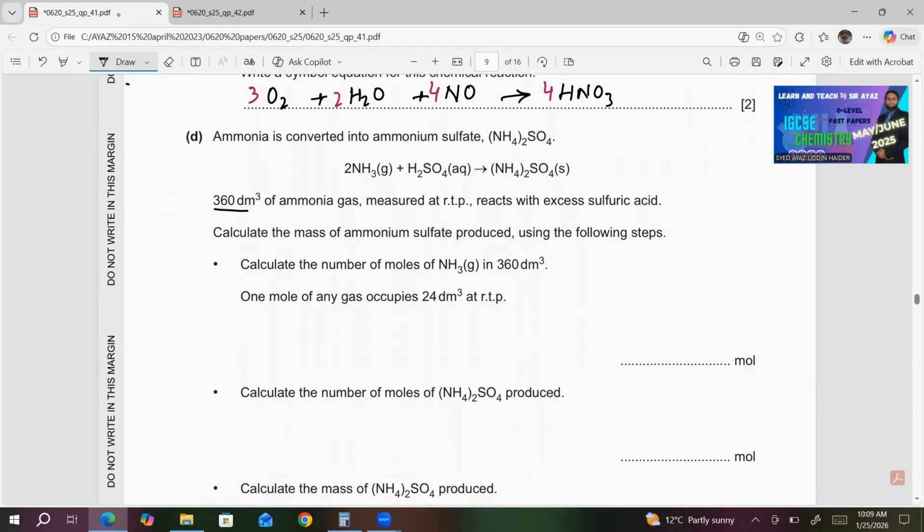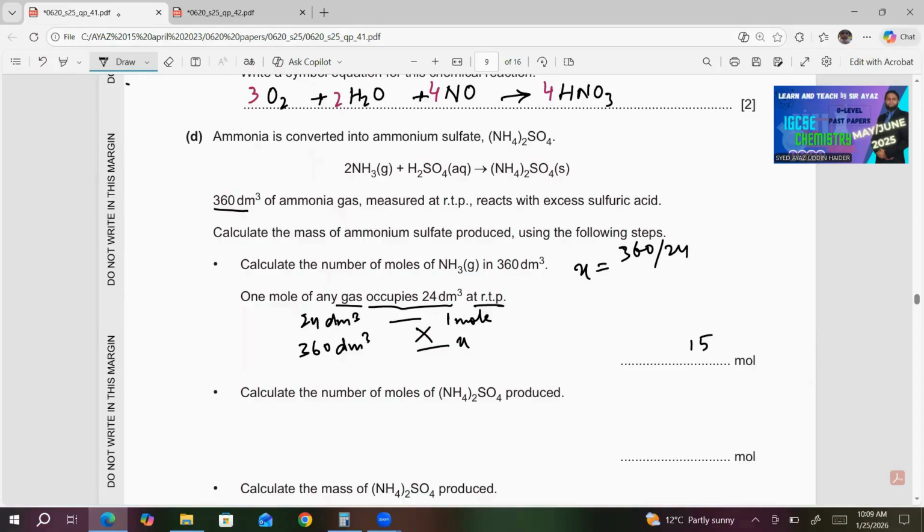So first of all, they are asking us to calculate the number of moles of NH3 in 360 dm cube. We know any gas occupies a volume of 24 dm cube at RTP. So 24 dm cube is occupied by 1 mole. Therefore, 360 dm cube is occupied by X moles. Cross multiplying, X equals 360 divided by 24. What will you get? We will get 15 as the moles of ammonia.